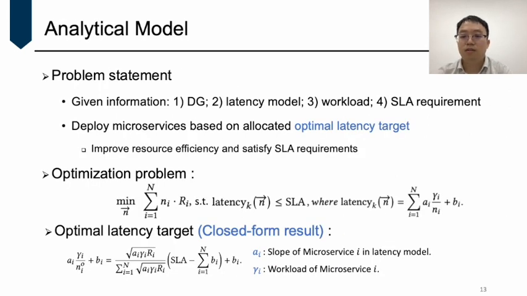Based on the observations, we build a basic model to allocate resources for microservices with SLA guarantees. To do so, we compute the optimal latency targets for each microservice with a given dependency graph, latency models, workload, and SLA requirement. Specifically, we formulate an optimization problem and achieve the closed-form results for the optimal latency target.